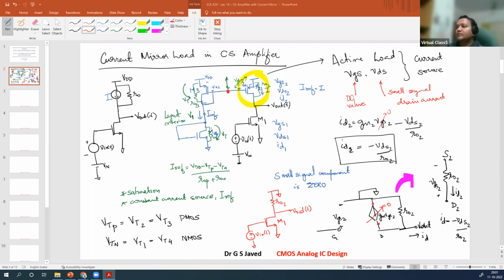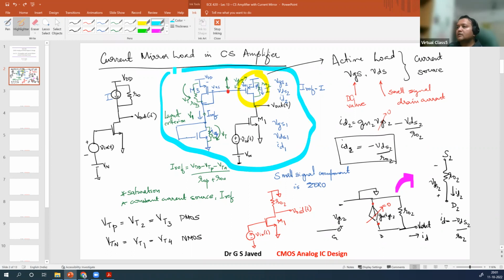That means this circuit here containing the entire current mirror load in the gray area, this entire circuit in the blue slide is replaced with just this circuit here. So this is going to be your small signal equivalent.